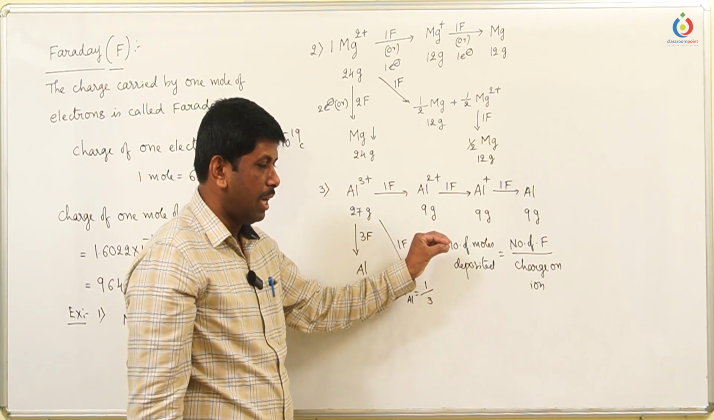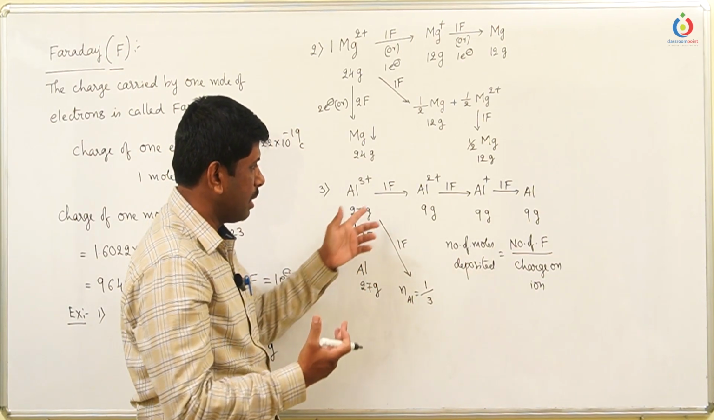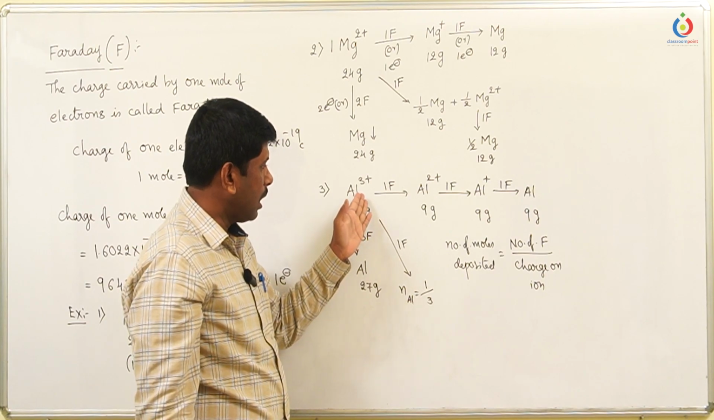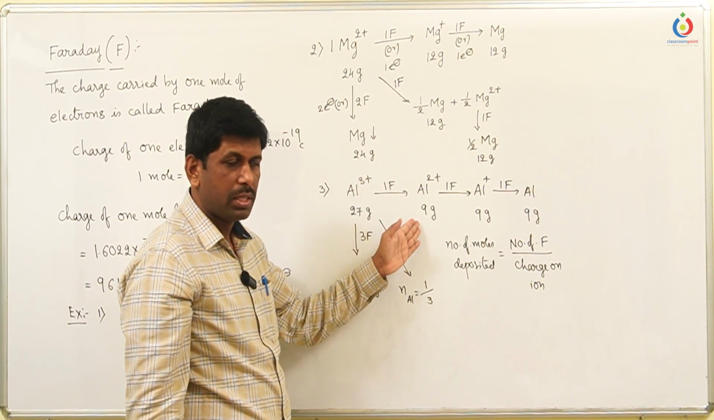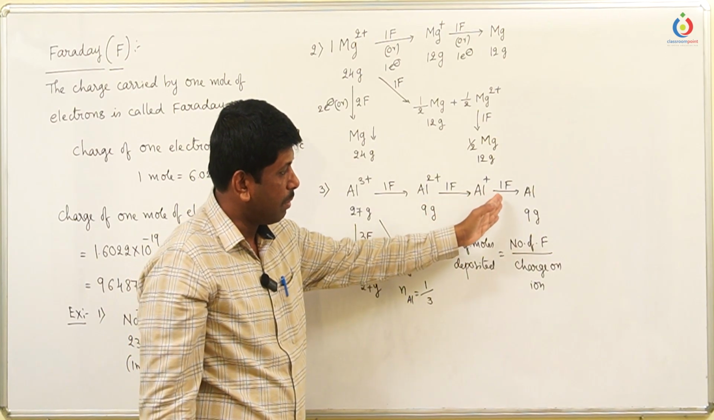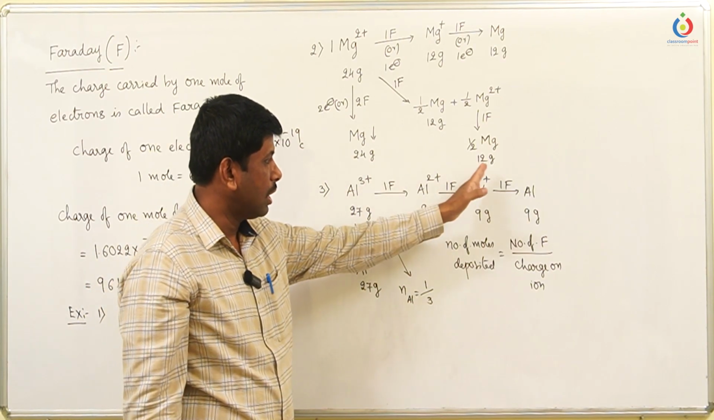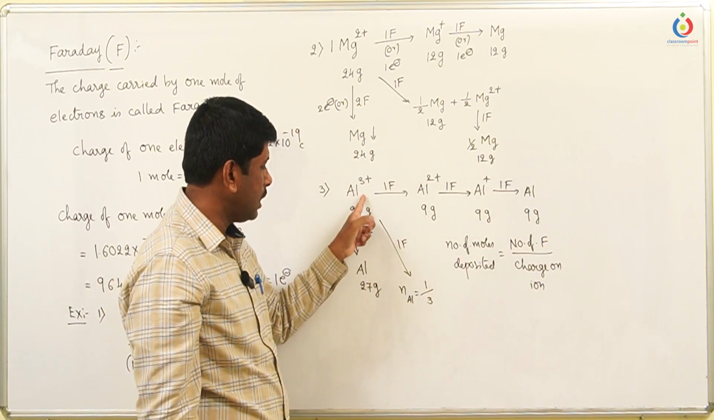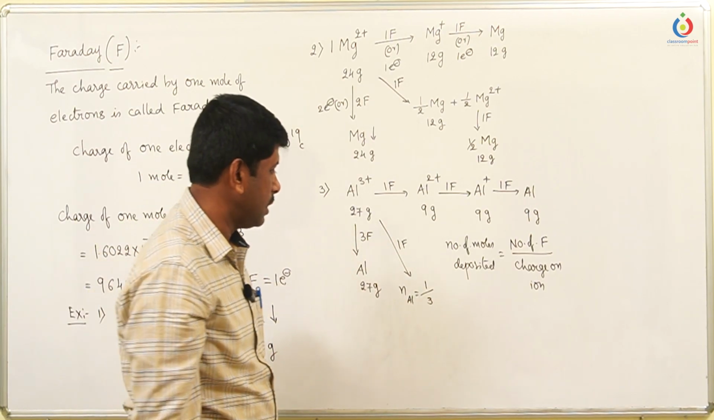So this is the calculation using moles. But for understanding purposes, I am using this sequence. So here, for aluminum, by sending 1 Faraday, only 1 charge gets deposited, and its mass is 9 grams. By sending 1 more Faraday, the next 9 grams. Again by sending 1 more Faraday, the last 9 grams gets deposited. Altogether, if you send 3 Faradays of electricity, 27 grams of the aluminum gets completely deposited.